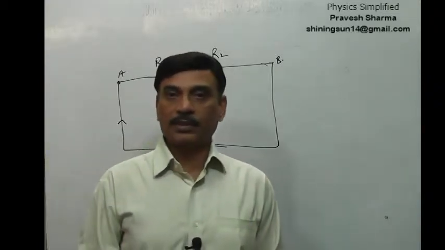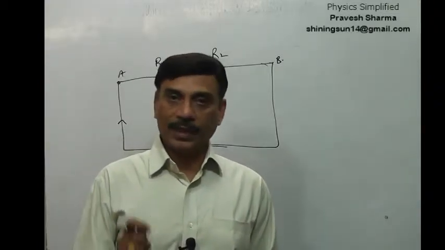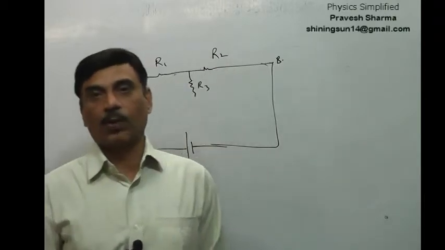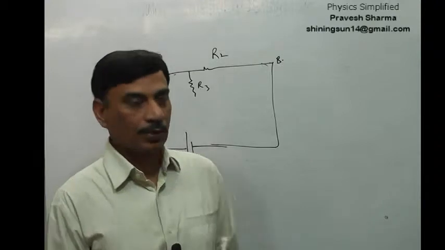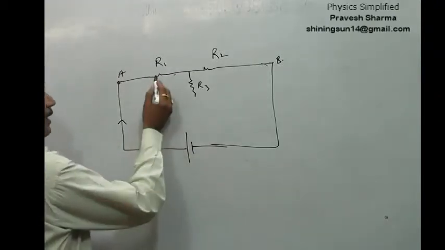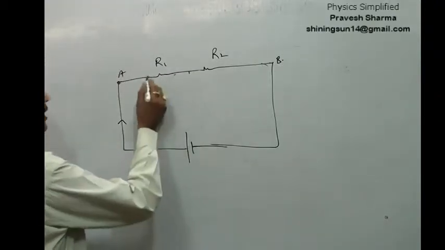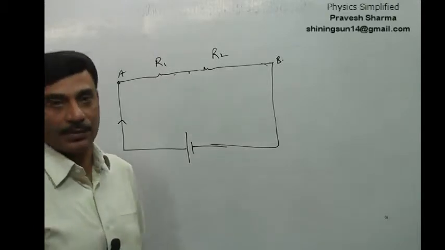The whole circuit is sensed at one go, and the current in a wire or a resistance shall be flowing only in one direction. It is not in both directions. So the relevant resistors are R1 and R2, and R3 will go off. So this and this are in series.